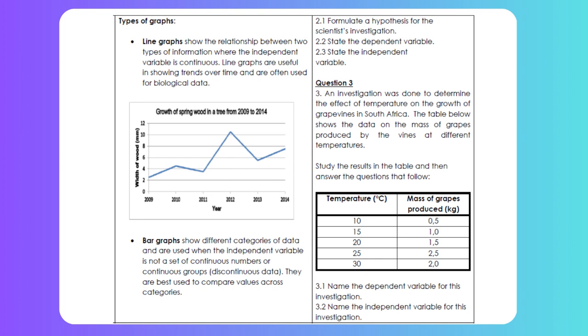2.1 Formulate a hypothesis for the scientist's investigation. 2.2 State the dependent variable. 2.3 State the independent variable.